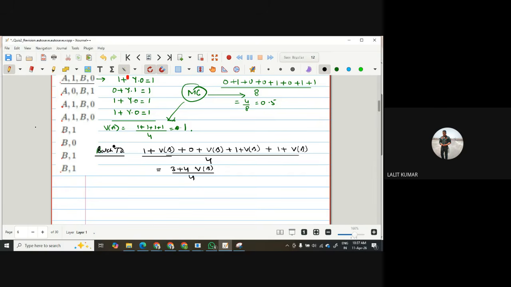And VB is not going anywhere. We are stopping at VB, though they are not terminal states. So VB remains 0.5. Now, if we place it here, it will become 3 plus 4 into 0.5 divided by 4, which becomes 1.25. Is this okay? MC and batch TD with everyone?